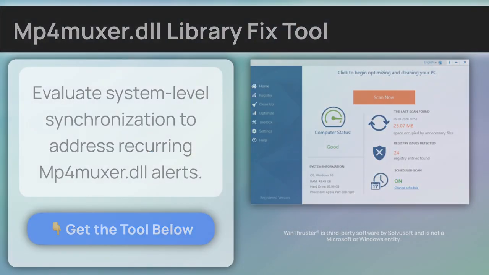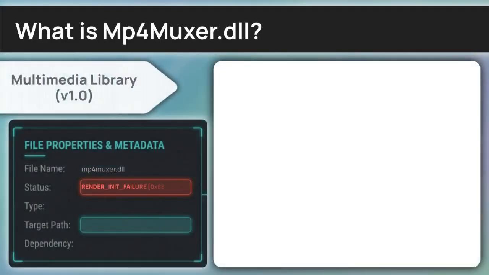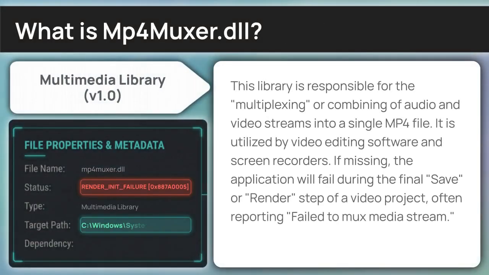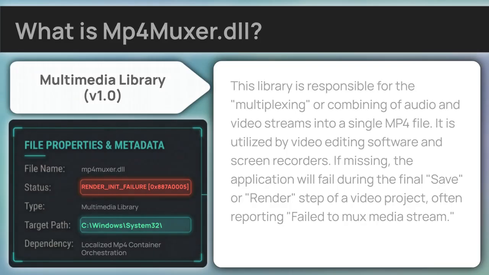This is the mp4muxer library. This library is responsible for the multiplexing, or combining, of audio and video streams into a single MP4 file. It is utilized by video editing software and screen recorders. If missing, the application will fail during the final save or render step of a video project, often reporting failed to mux media stream. Since we've identified what's missing, let's try the official recovery method.